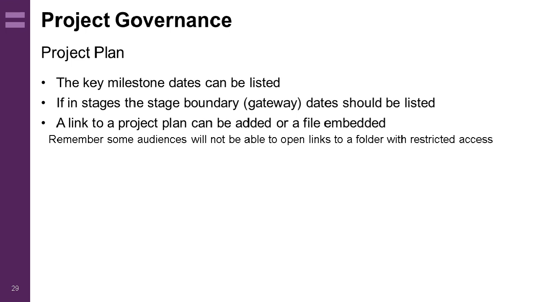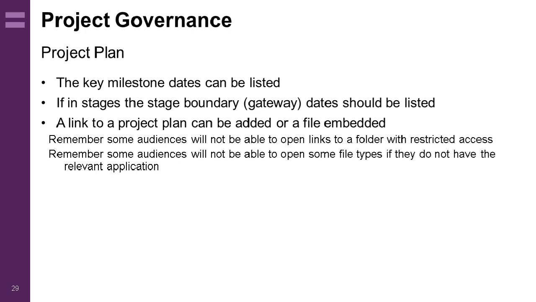When considering embedding or linking to a project plan, the audience must be considered. Can they reach the location of the linked plan, i.e. do they have the right access rights, or do they have the right software to open an embedded plan? For these reasons, if a PID is to be read by external audiences, it may be worth embedding a PDF version along with the link for your internal audience.